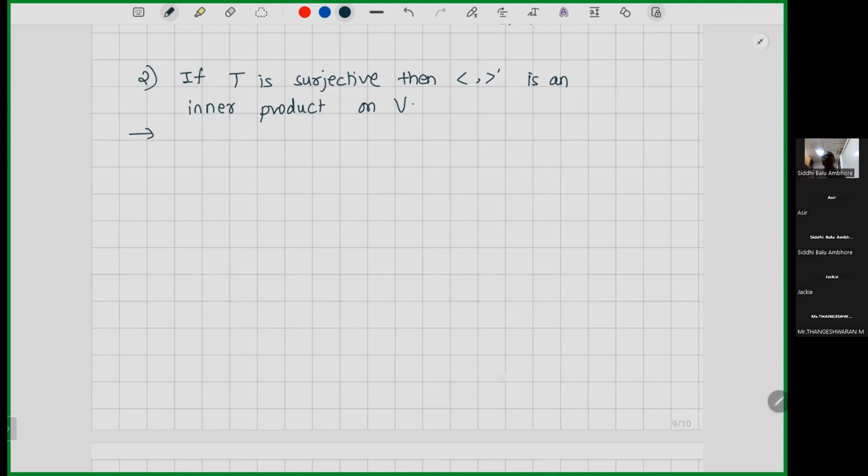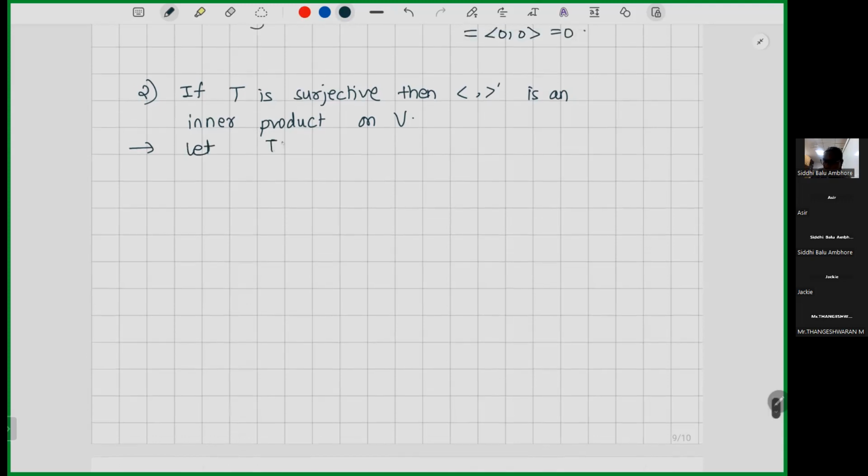So we have to have surjective such that at least one non-zero element goes to 0. So let us create such a map. Let T be from R3 to R2, and we can have this x comma y comma z going to x comma y. So this is a surjective map. This is clearly a surjective map.